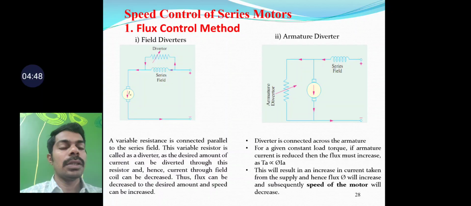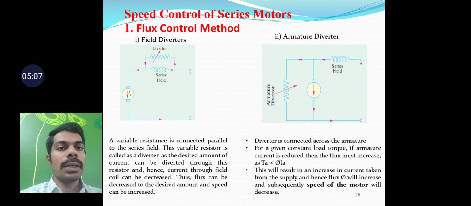Next, we will see the speed control of series motor. In that, first one is the field diverter flux control method, where we have two methods. First one is field diverter, second one is armature diverter. In this, first we will see the field diverter.